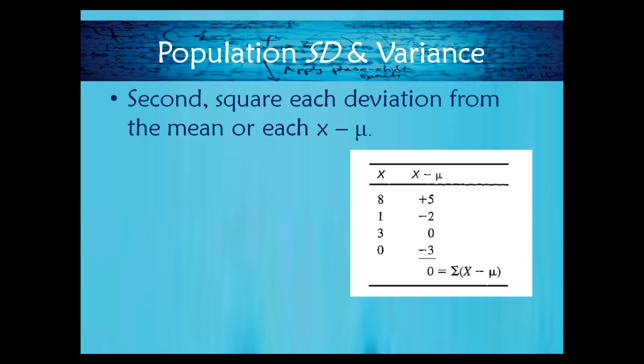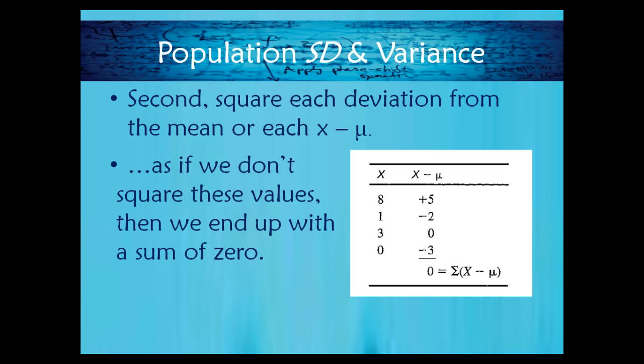You have to square each deviation from the mean. And this is where you may have read already about sums of squares. So sum of square deviations from the mean. If we don't do that, we're going to end up with a value of 0.